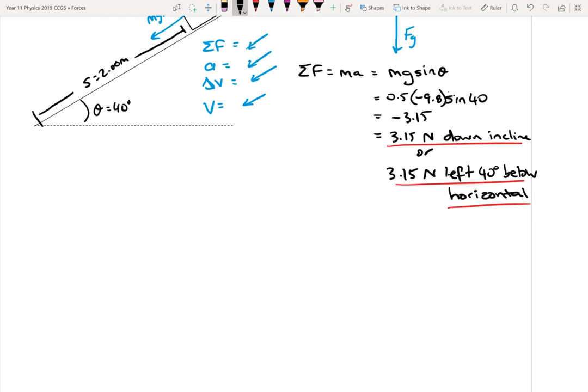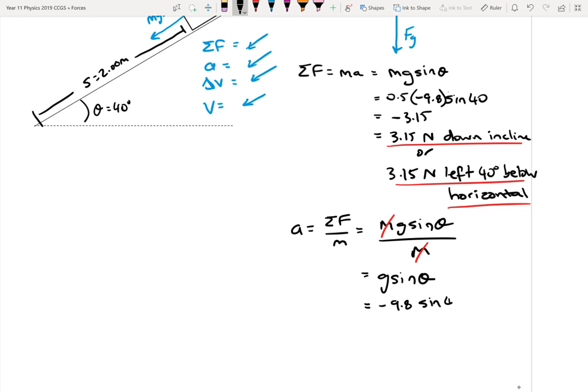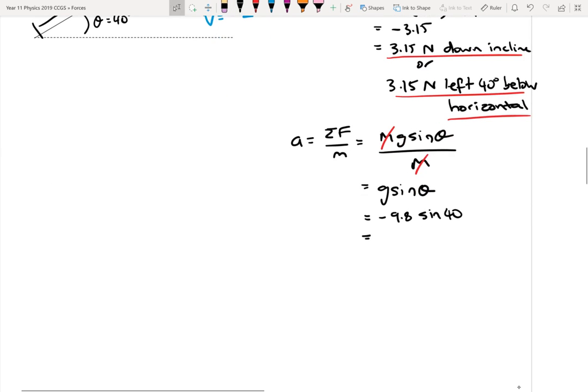Since we now know the net force, there's a little trick here. You could use Newton's second law and go a equals net force over m, which equals mg sine theta over m, and the masses cancel, and you get g sine theta. So for this one, you don't actually need the mass or the net force. You can cancel it out and go negative 9.8 sine 40.